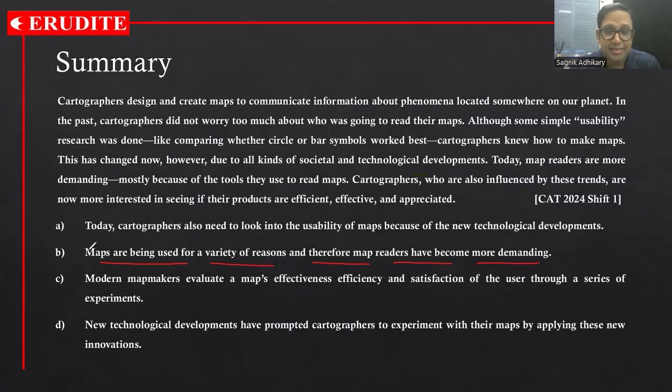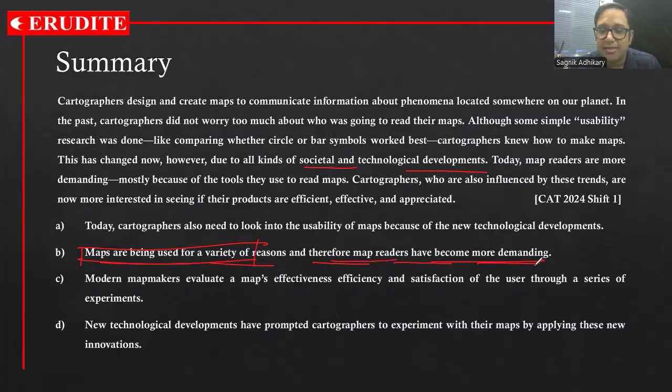First off, we see that it says here maps are being used for a variety of reasons. The passage does not tell us that. Map readers have become more demanding because of societal and technological developments. That is why map makers, cartographers, are paying more attention to the usability. Maps are being used for a variety of reasons. The passage does not tell us, so we cannot draw this conclusion. Possible, likely in real life, but we don't need that.